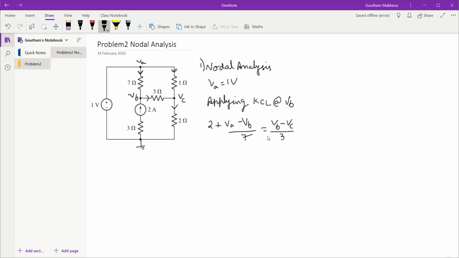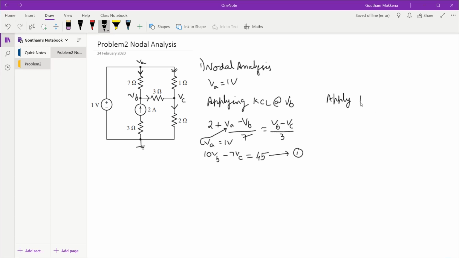Now I know from the problem that VA is equal to 1 volt. I plug in this value here and rearrange the equation. After a couple of minutes of algebraic manipulation, you can see that this equation can be written as 10 VB minus 7 VC is equal to 45. Let me name this equation 1. Now I'll proceed with the problem.